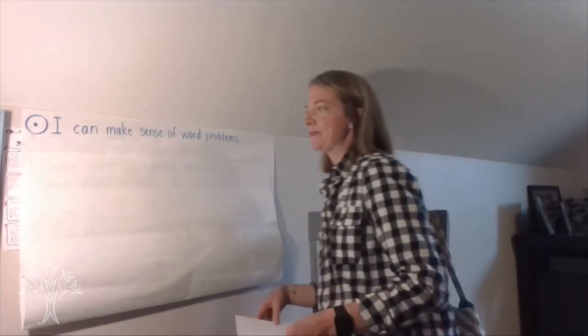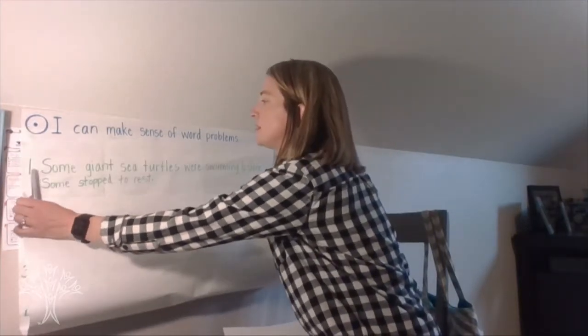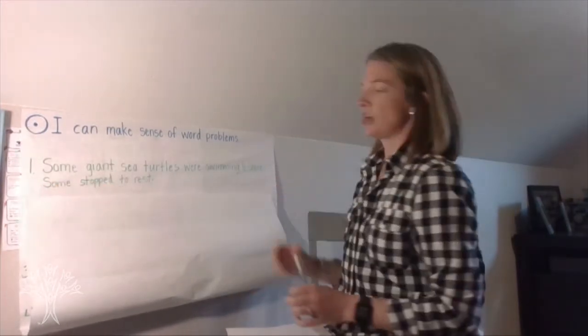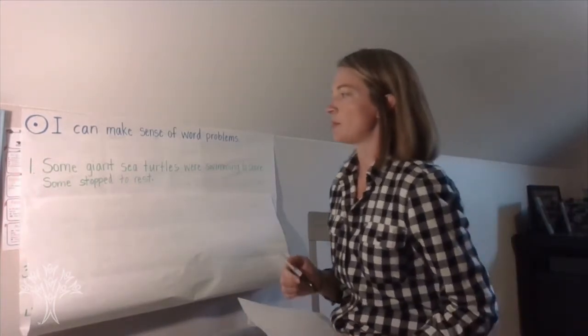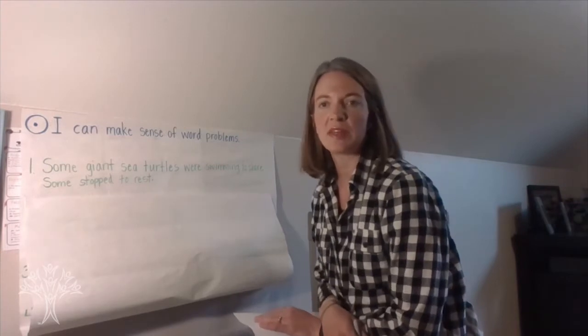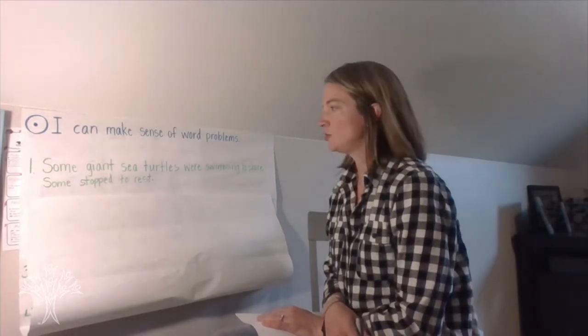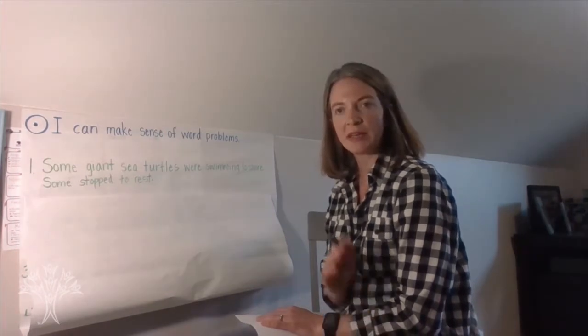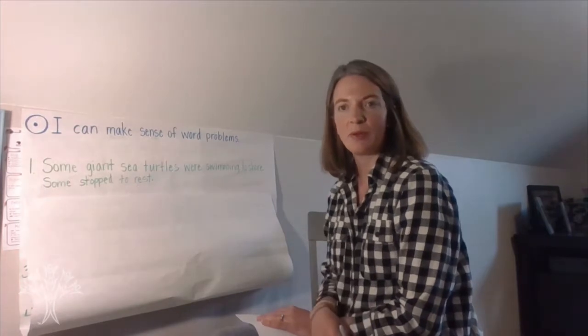Let's get started. So our first clue to our word problem today says, some giant sea turtles were swimming to shore. Some stopped to rest. So first we need to think about what is happening in the story so far. What do you see in your mind? Could you draw a little math model? So take a minute if you need to pause the video or go ahead and sketch on your paper right now while we're talking through.